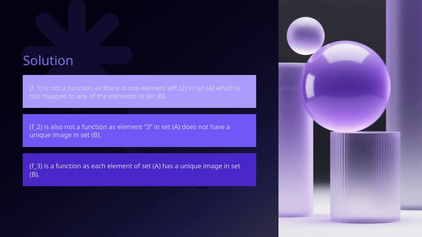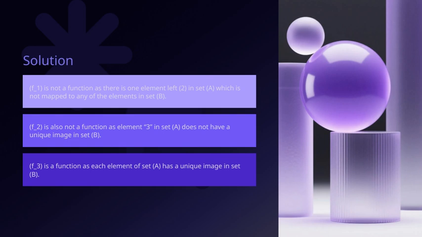Let's analyze these functions to understand why they are or aren't functions. First, looking at f3, we see that it is a function because each element in set A has a unique image in set B. This means that for every input, there's exactly one output, which is the key characteristic of a function. Now moving to f2, this one is not a function. We can see that the element 3 in set A does not have a unique image in set B. In fact, it might be missing an image or mapped to more than one, which violates the rule that each input must have exactly one output.